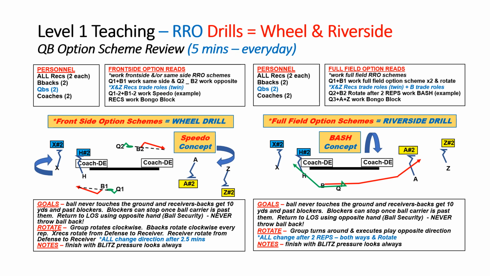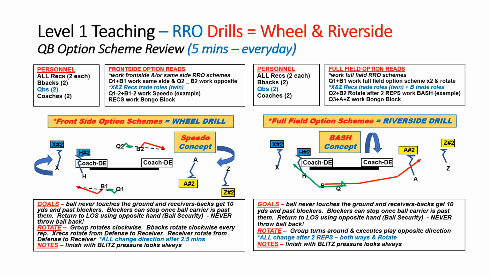With the left, when we have front side option reads only, going one direction, like speed option, then we can do what we call a wheel drill. You can see we've got the receivers, and then we've got 2 quarterbacks with 2 running backs, so we're running that play both directions at the same time, and then they simply rotate clockwise. After quarterbacks have done reps on both sides, then we would turn around and go the other direction.